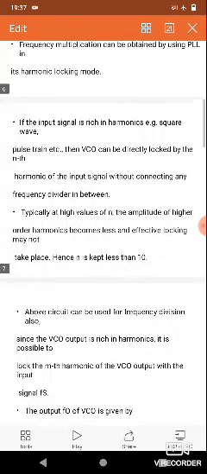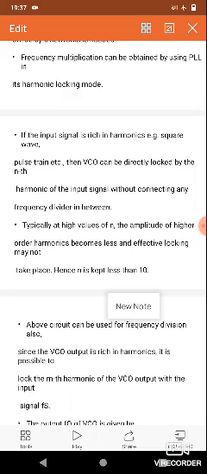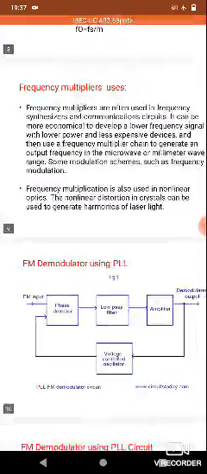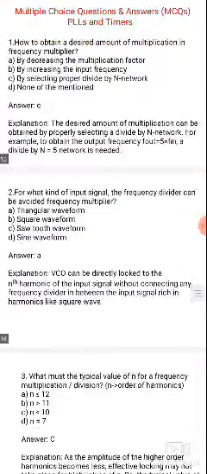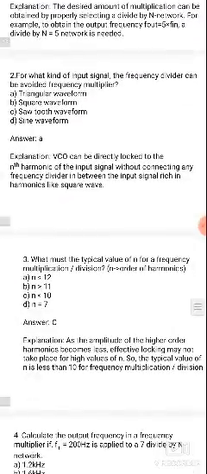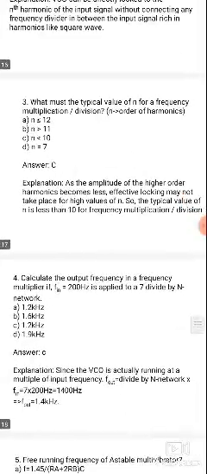Next, another point: if the input signal contains the harmonics of a square wave or pulse train, the VCO can be locked directly with the nth harmonic of the input signal without connecting any frequency divider. So it will be a square wave. The input signal contains the harmonics of a square wave or pulse train, so it doesn't require any frequency divider. These are the related questions. Next one is, what is the typical value of nth harmonics?